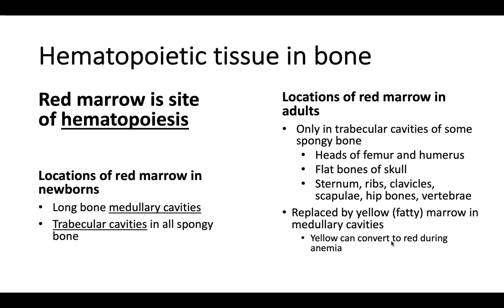So we have here just hematopoietic tissue, that's the red marrow. You get less and less red marrow as you age, but in emergency situations, yellow marrow can be converted to red to help you boost some red blood cell levels and get you out of that emergency situation.